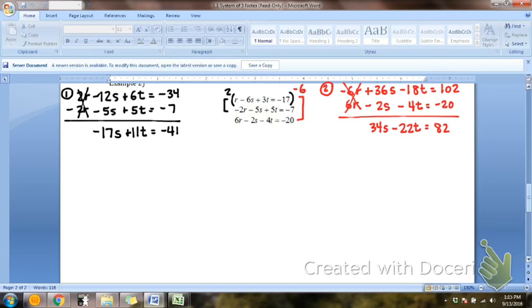Okay, so who remembers what my step number three is? Chelsea? You bring it to the middle. Okay, I bring those two equations to the middle, right? So my step number three is going to be to bring these two equations to the middle.